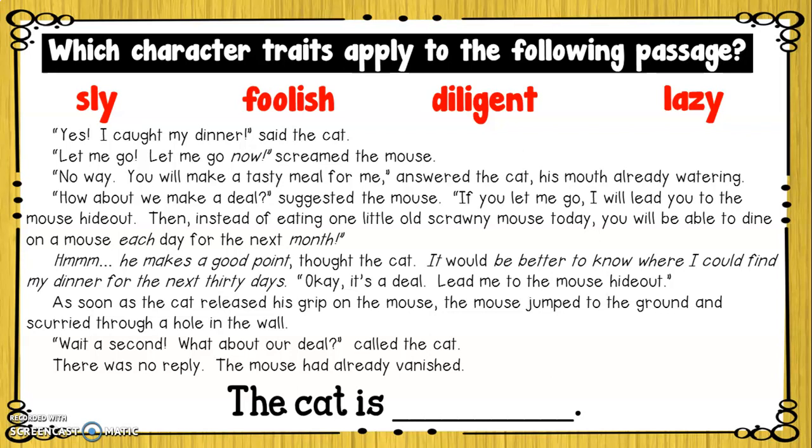What word would describe the cat here? The cat was foolish. What about the mouse? If you said that the mouse is sly, you would be correct. He was able to play a clever trick on the cat.